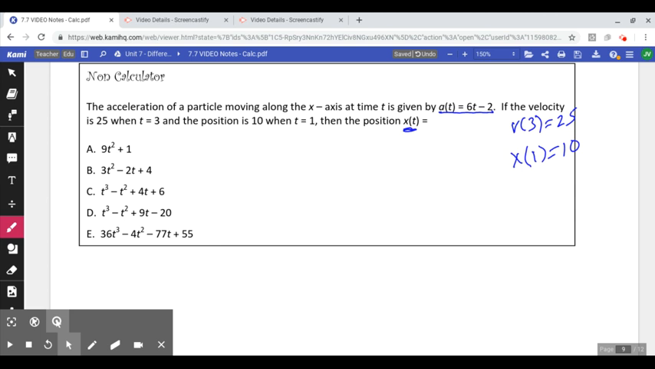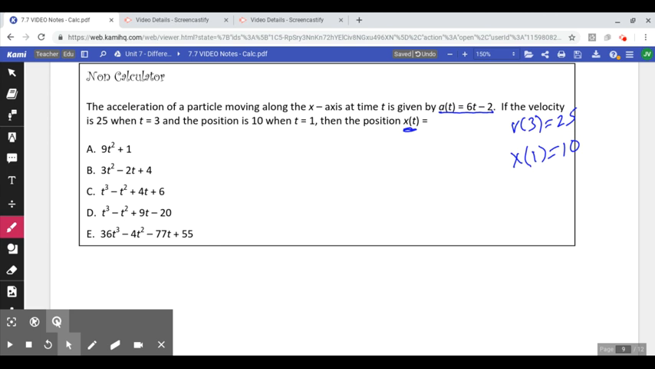If we think about this, we've got to take the antiderivative twice to go backwards from acceleration to velocity and then finally to position. So our solution pathway for this problem is going to be first find the velocity using the given information, and then we'll use the velocity to find the position.